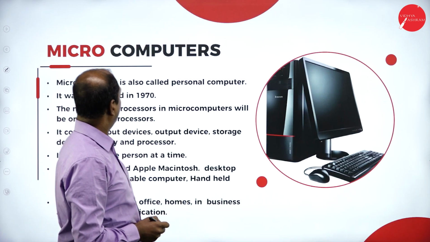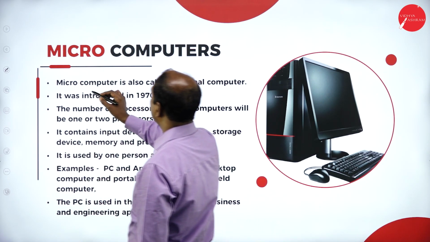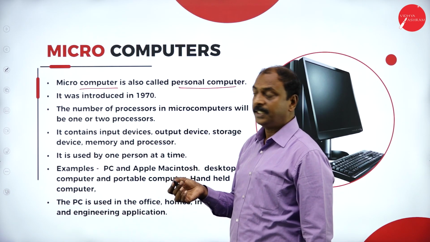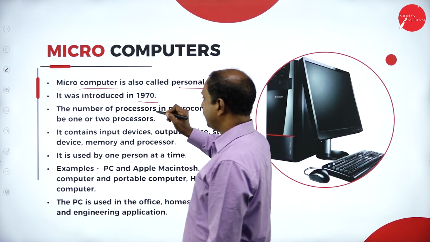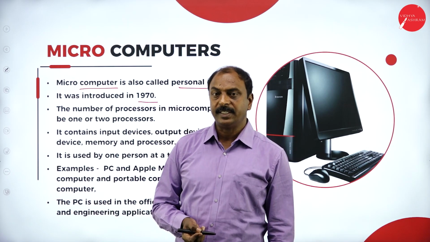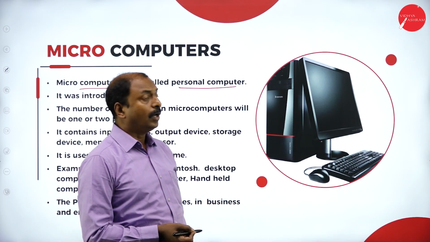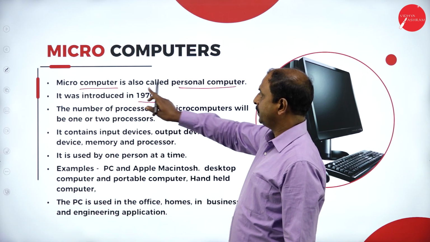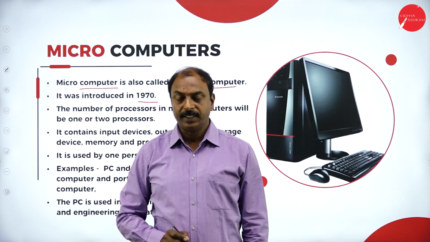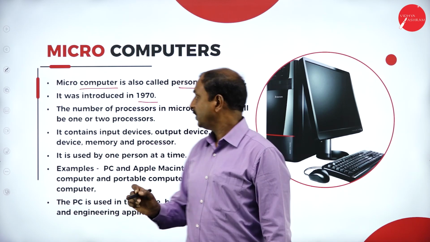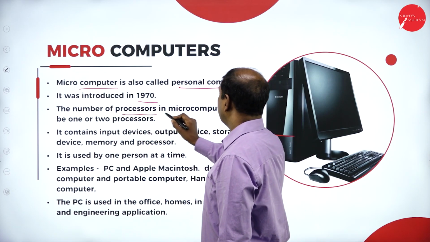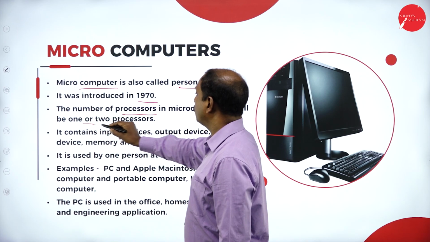Now let us see what are microcomputers. Microcomputers are also called personal computers or PCs. They were introduced in the 1970s. Look at the picture: what we are using today, PCs or desktop computers, belong to microcomputers, they are examples of microcomputers. If you observe, the size of the computer is very small, and the number of processors in microcomputers will be one or two processors.